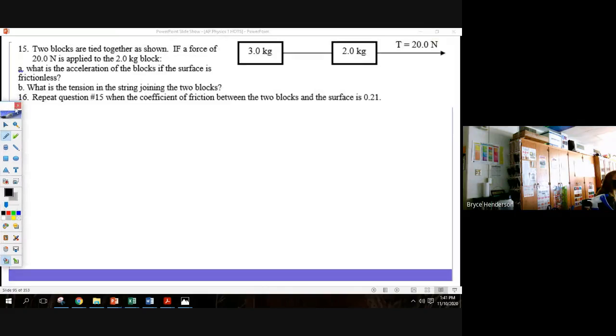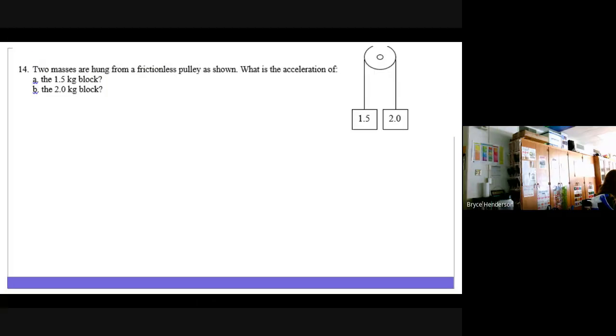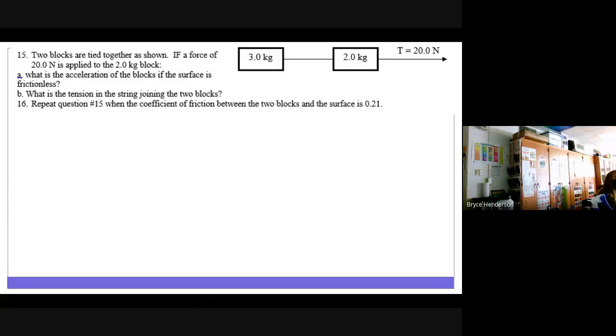So to do 16, we have to do 15, but we'll jump straight to 16, assuming we lay some foundational work here. So 16 asks us to repeat 15, which is complicated, with friction. So you're taking a hard problem and making it even harder. It'll be a little rough, but we'll do it.